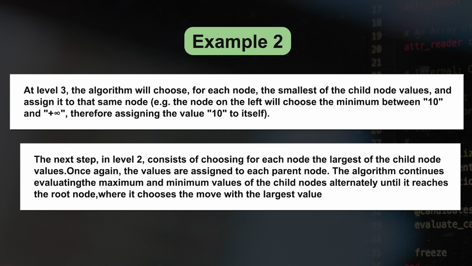Once again, the value is assigned to each parent node. The algorithm continues evaluating the maximum and the minimum values of the child nodes alternately until it reaches the root node, where it chooses the move with the largest value, represented in the figure with the arrow below. This is the move that the player should make in order to minimize the maximum possible loss.